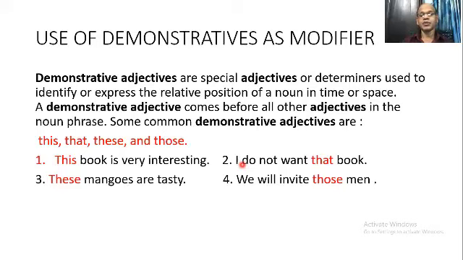Those is a demonstrative. So demonstrative adjectives are special adjectives or determiners used to identify or express the relative position of a noun in time or space. A demonstrative adjective comes before all other adjectives in the noun phrase. So it just precedes the noun. So these are some common demonstrative adjectives: this, that, these, and those. We use these demonstratives as modifiers in sentences. Now let us proceed.